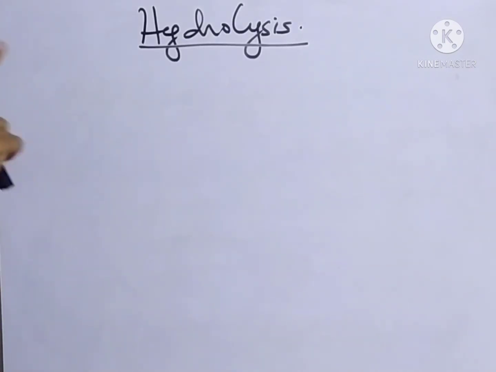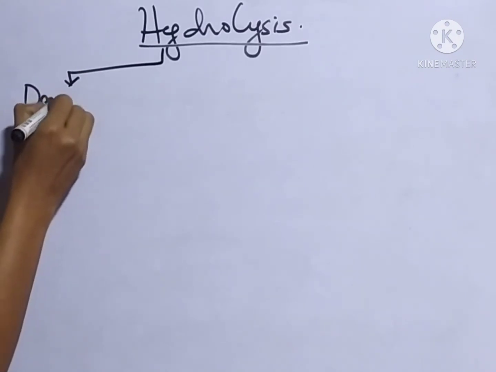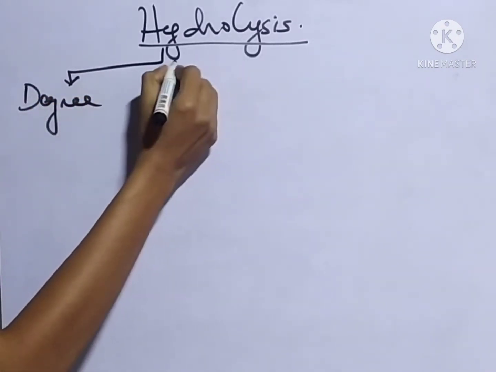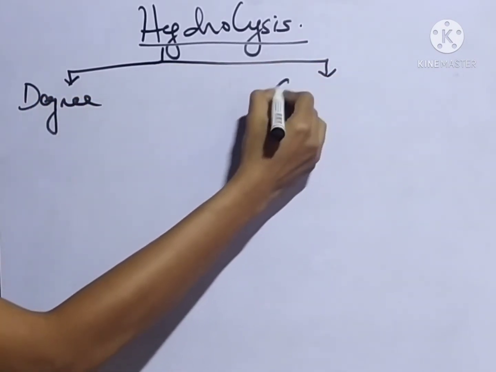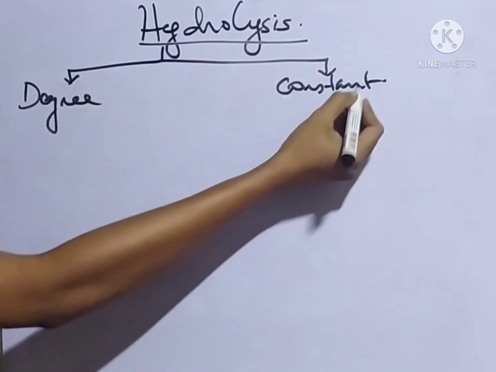Now, if we talk about hydrolysis, we can calculate the degree of hydrolysis and hydrolysis constant by using EMF value.